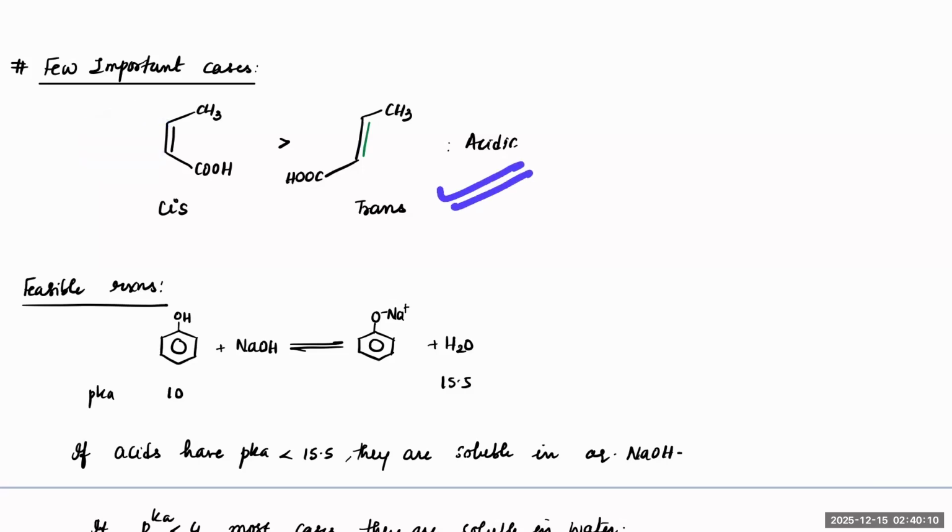Okay. So in the case of trans, you will see that logic is not very much sufficient, because here methyl and COH are far away. So when it comes to acidic strength here, we can see that cis is more than trans.